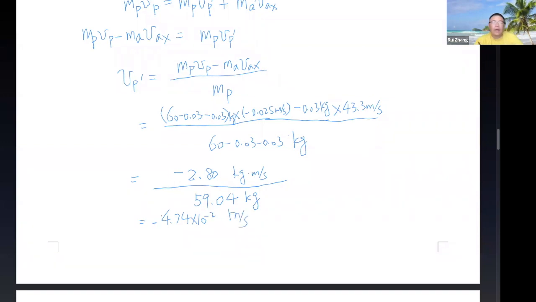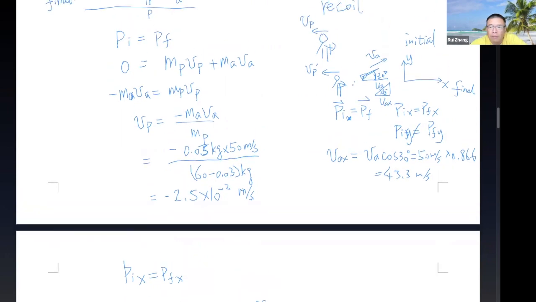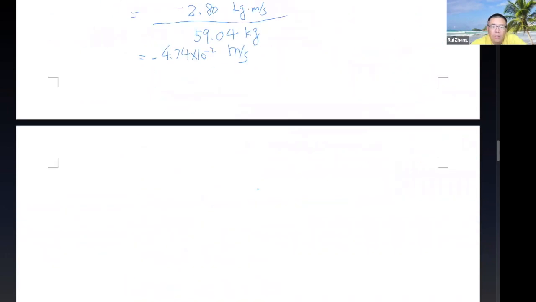Okay, so again, the answer is negative because the person is going to go even further to the left because of shooting an arrow out of the bow, and then it's definitely bigger than the previous case because it started from this negative momentum and then it got a little more negative because they have some positive going the other direction. So roughly we got this number.